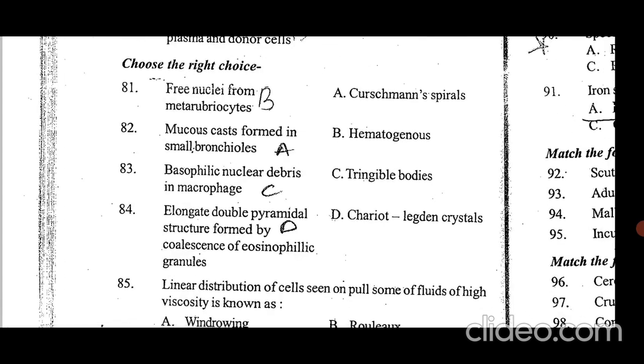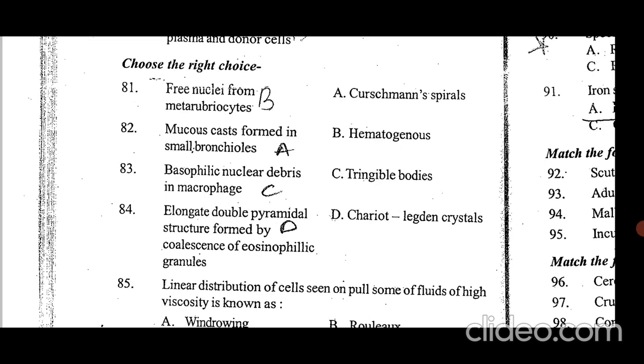Free nuclei from metarubricytes are hematogones. Mucus casts formed in small bronchioles are Curschmann's spirals. Hematogones are the free nuclei from metarubricytes, and Curschmann's spirals are the mucus casts found in small bronchioles.